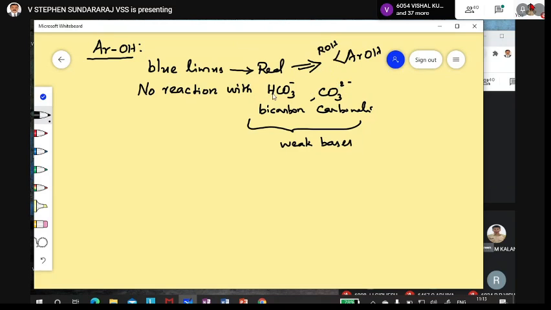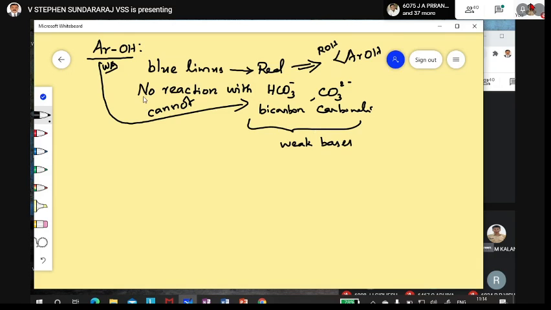But at the same time, when phenol is treated with bicarbonate, there is no brisk effervescence, no salt plus carbon dioxide plus water formed. That means it cannot react with bicarbonate, cannot neutralize carbonate also. That shows that it is a weak acid, because a weak base and a weak acid cannot react.